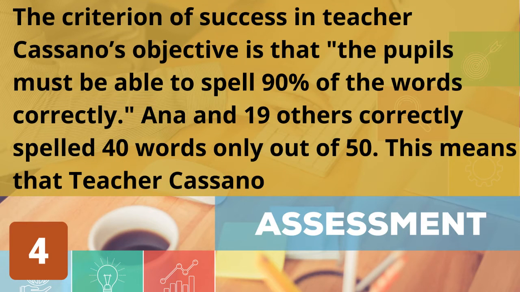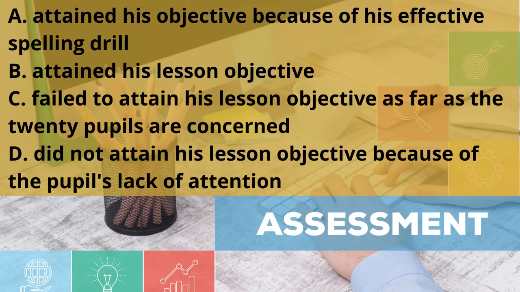Number 4. The criterion of success in Teacher Casano's objective is that the pupils must be able to spell 90% of the words correctly. Anna and 19 others correctly spelled 40 words only out of 50. This means that Teacher Casano A. Attained his objective because of his effective spelling drill. B. Attained his lesson objective. C. Failed to attain his lesson objective as far as the 20 pupils are concerned. D. Did not attain his lesson objective because of the pupils' lack of attention.